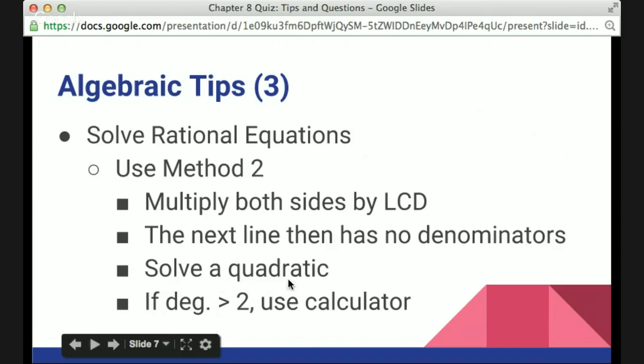You might be asked to solve a quadratic. If it's a degree greater than 2, if it's a cubic or a 4th degree, please use the calculator. Don't try to factor a 4th degree polynomial unless you notice a real simple form. Go to the calculator to help you out on that. Okay, and then start with the rational roots and depress the equation if needed.